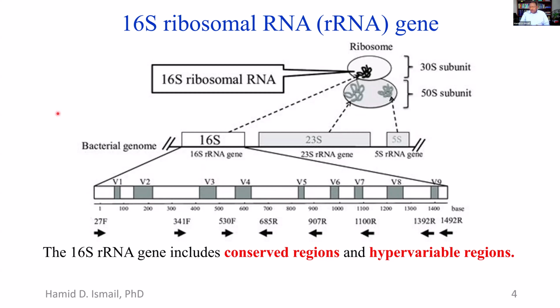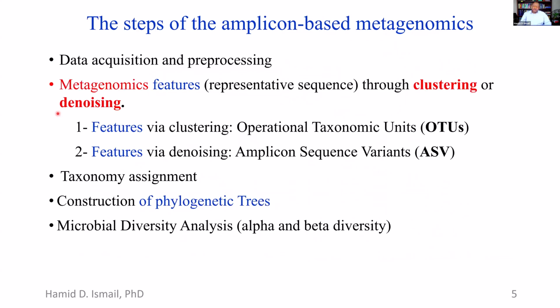And once you amplify that, you send it to the sequencer. Then they will sequence it, and our expectation is that the reads we will have in the FASTQ file will include only the 16S ribosomal RNA and nothing else. So once we get the FASTQ file, and we know that it includes 16S ribosomal RNA and nothing else, that means a specific gene or a specific region of that gene. So our analysis will be straightforward.